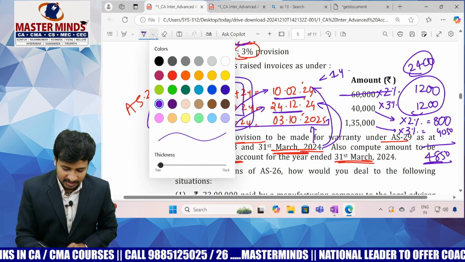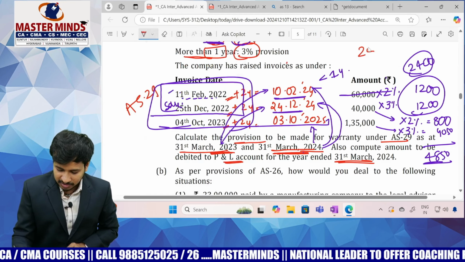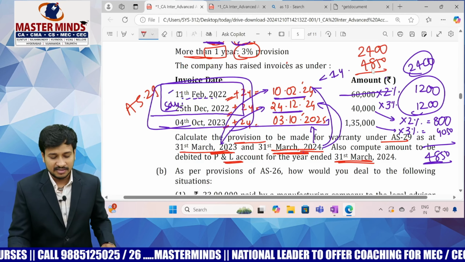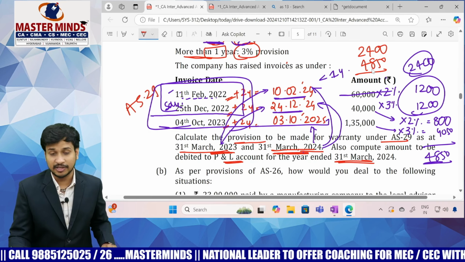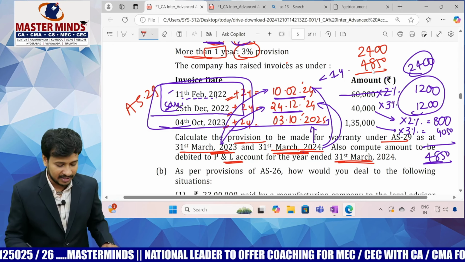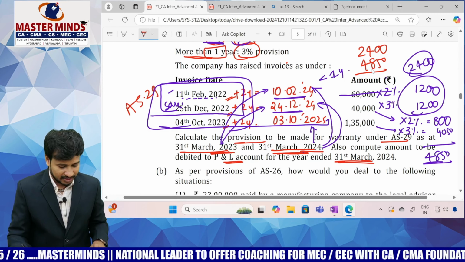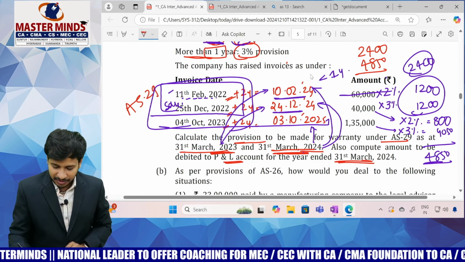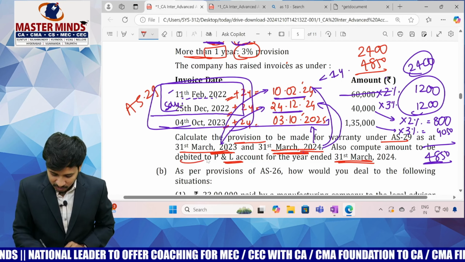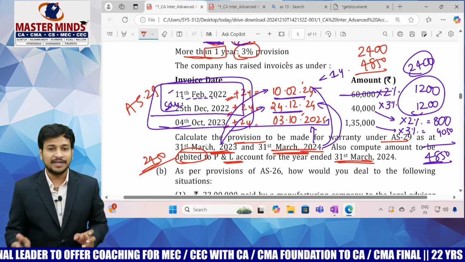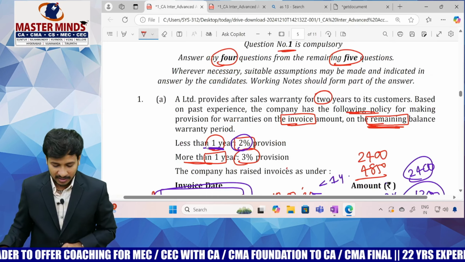Since in the first year the provision amount is 2,400, and in the next year we need 4,850, and since in the question specifically he did not give that there are claims for warranty, assume that there are no claims for warranty. Already created provision is 2,400, new provision required is 4850, and hence newly 2,450 is to be debited to P&L account. And my dear children, that's the end of question number 1A.